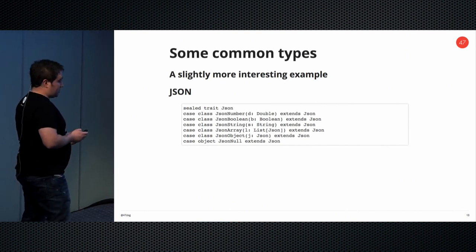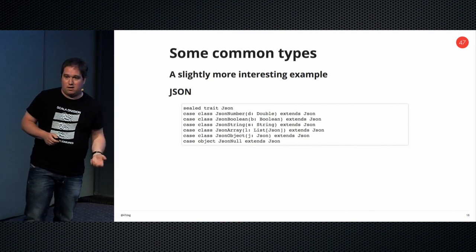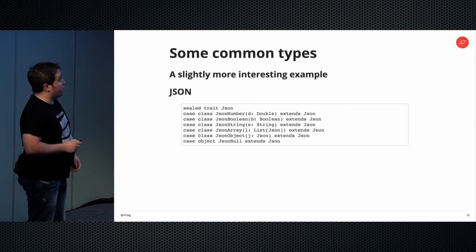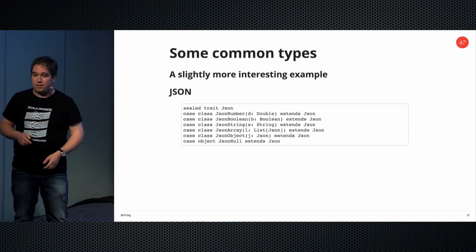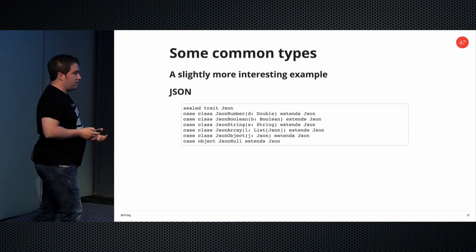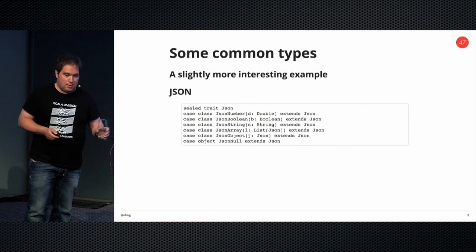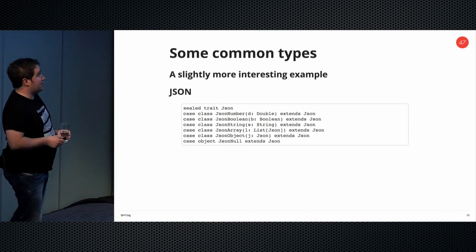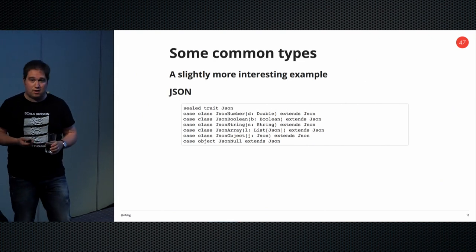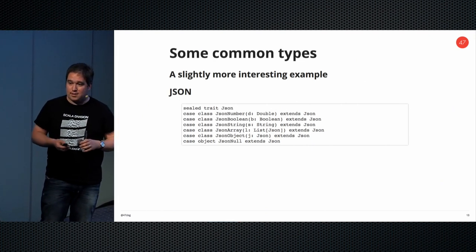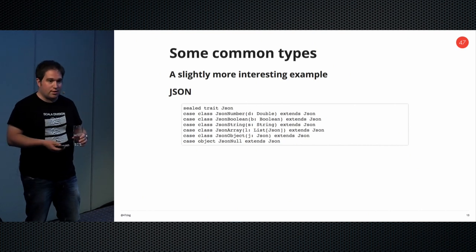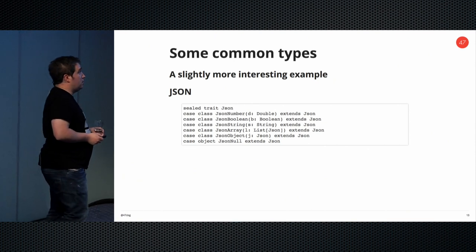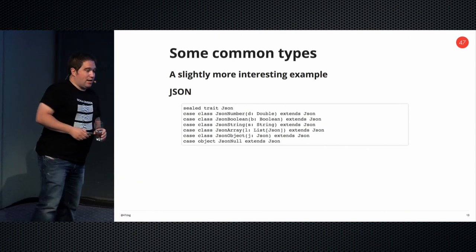This is sealed as well, so anyone using our fancy new JSON library, like there aren't enough already, knows that these are the only types you're ever going to have to deal with. And the nice thing here is that when it comes to, say, pattern matching, the compiler's smart enough to know that if you haven't got everything covered, it can give you a warning. It knows that if you have, it doesn't need to give this warning, and there's no need for a catch-all base case unless that's what you want. It can be quite handy.